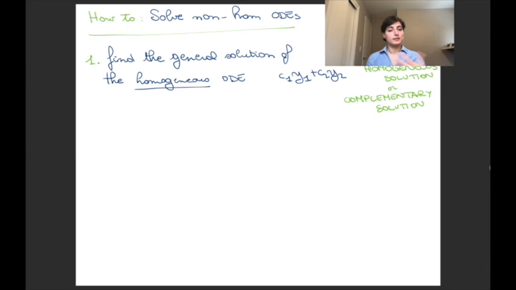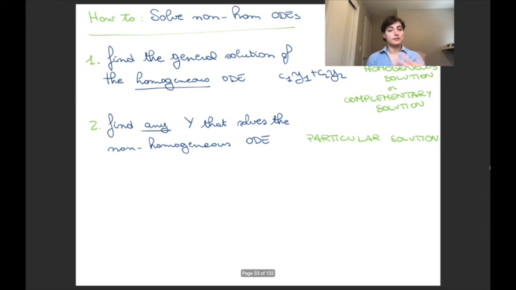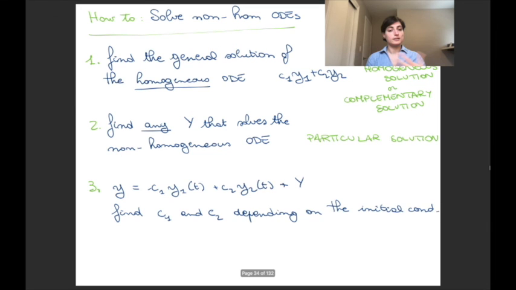So how to solve non-homogeneous ODEs? First of all, we want to find the solution of the homogeneous ODE. We call it the homogeneous solution or the complementary solution. Then we find one solution that solves the non-homogeneous ODE. We're not caring about initial conditions, we just find any solution that solves the non-homogeneous ODE. And then we plug them all together. And we look for the coefficients of the homogeneous solution such that they fit the initial condition that we are interested in.